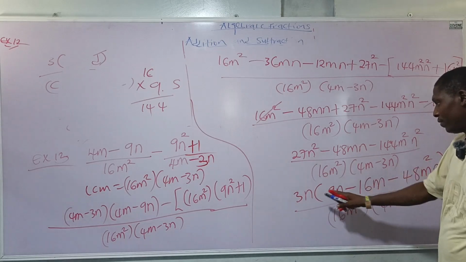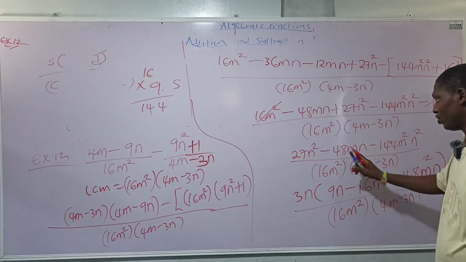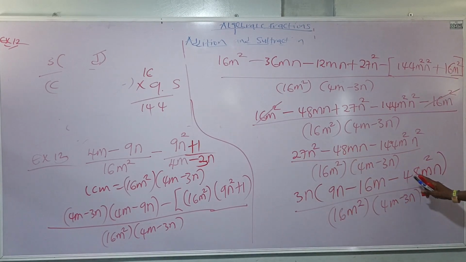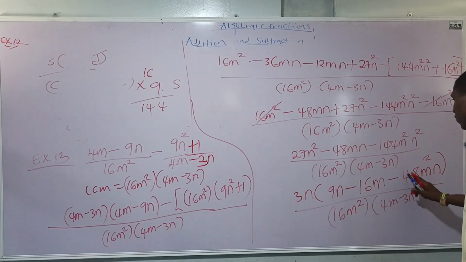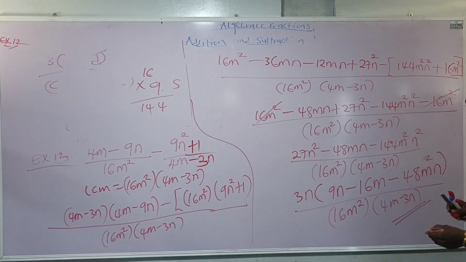3 times 9, 27. N times n, n square. 3 times 6, 18. 8 carry 1. 3 times 1, 3 plus 1, 4. 3 times 8, 24, 4 carry 2. 3 times 4, 12 plus 2, 14. So our final answer is absolutely correct.